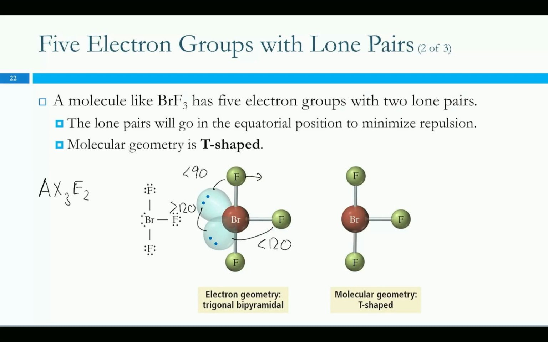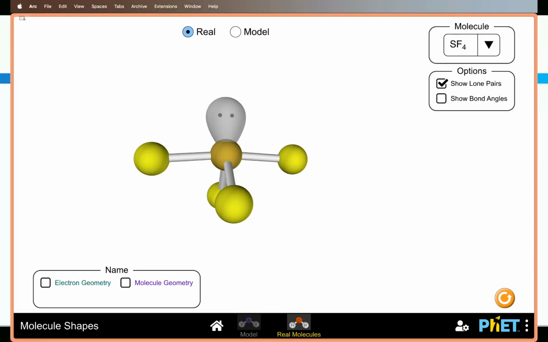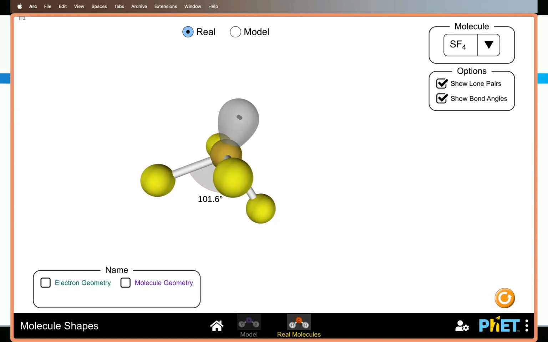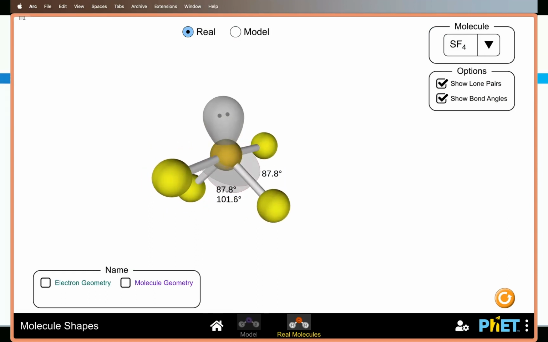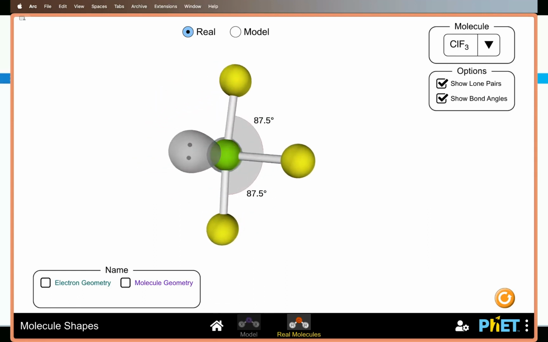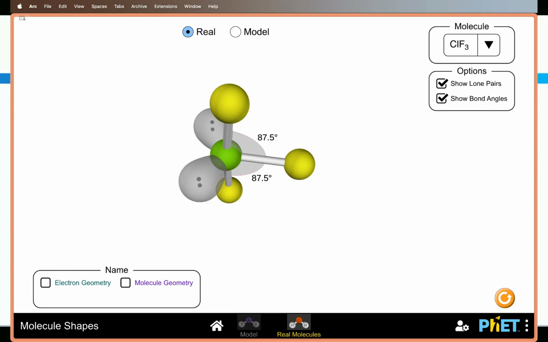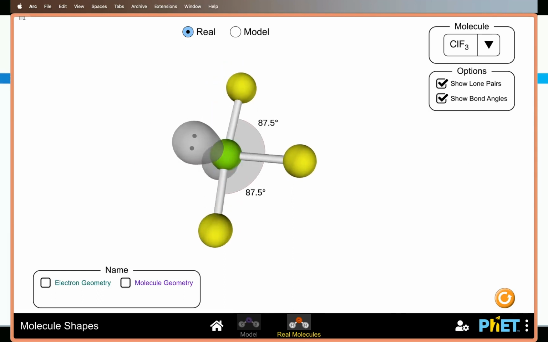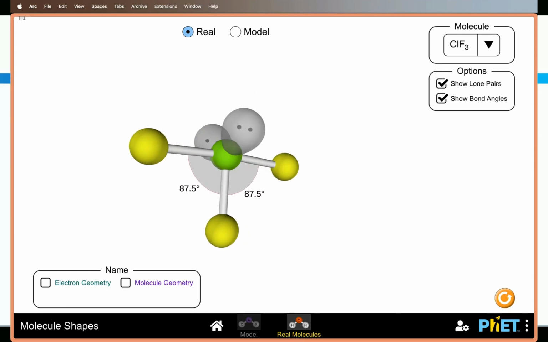I wonder, does this simulation have... no. Oh yeah, okay. Perfect. So this is the SF4. Here are the bond angles. Oh, that's SF4. Is there ClF3? Oh, okay. It doesn't have the lone pair angles.